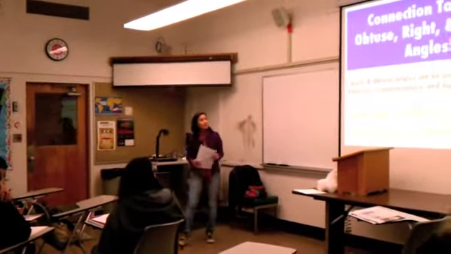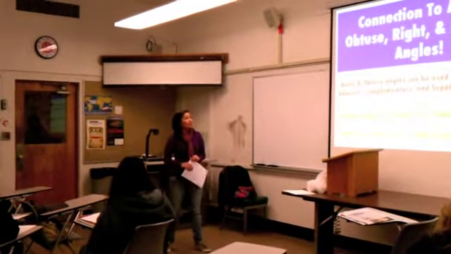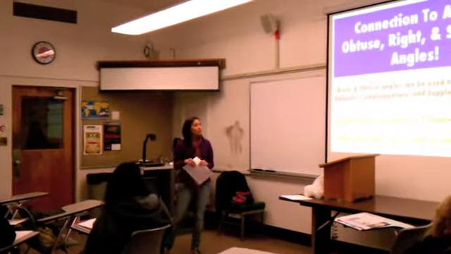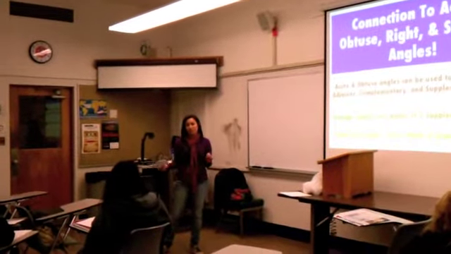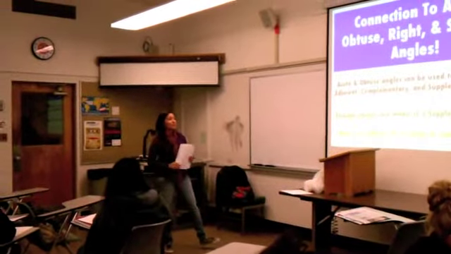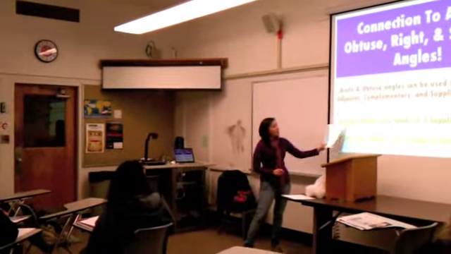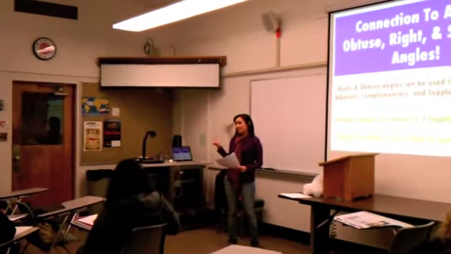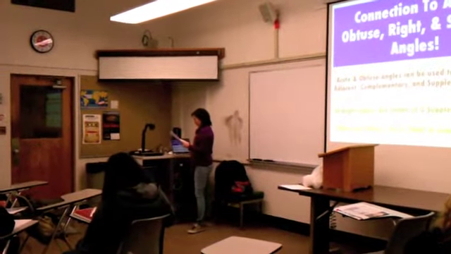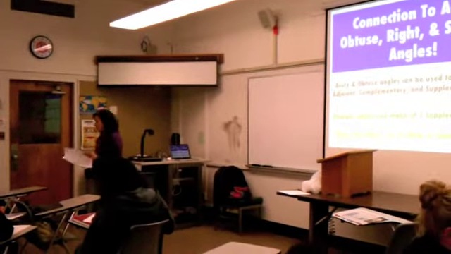So, the connection to your previous knowledge of acute angles, obtuse, right angles, and straight angles is that they can all be used to create the angles that we just learned about, right? Yes, okay, so they can be used to create vertical angles, adjacent angles, complementary, and supplementary. Just like this, a straight angle is made of two supplementary angles. Good. Okay. So, let's go over the questions on your worksheet.